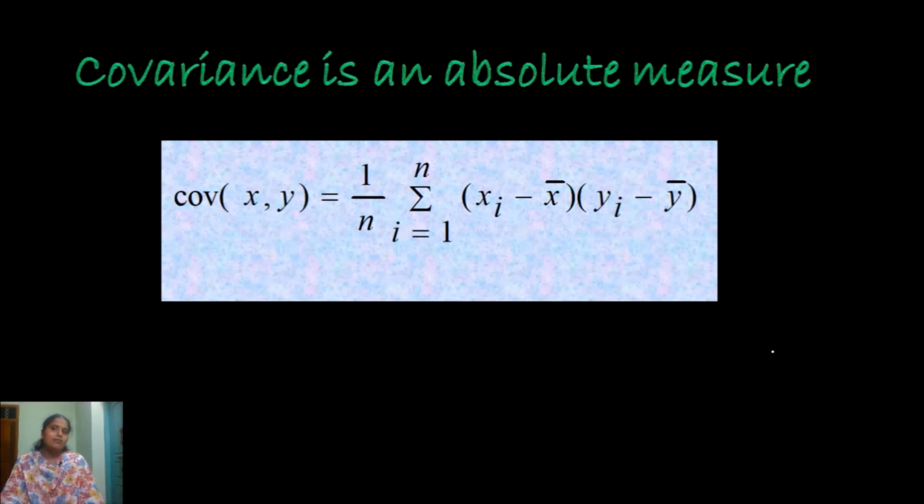But to determine the actual relationship between the variables, we have to make use of the formula of covariance. Covariance is an absolute measure. It is covariance of x comma y is equal to 1 over n, sigma i varies from 1 to n, the product of xi minus x bar and yi minus y bar.